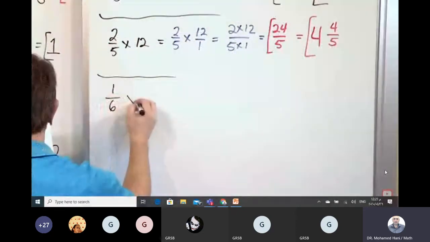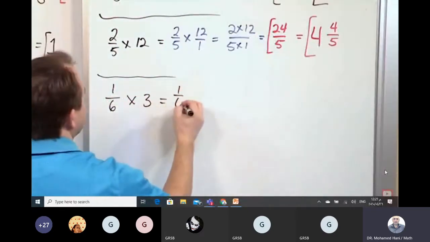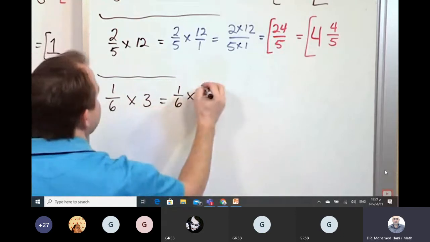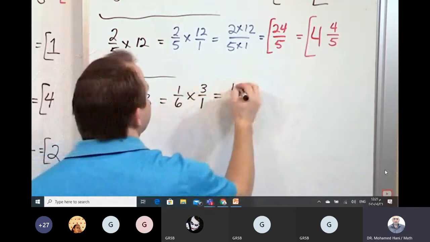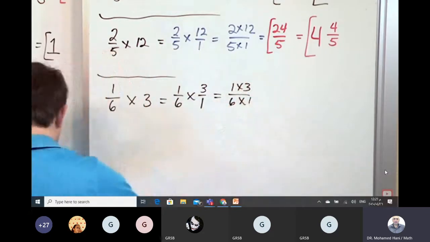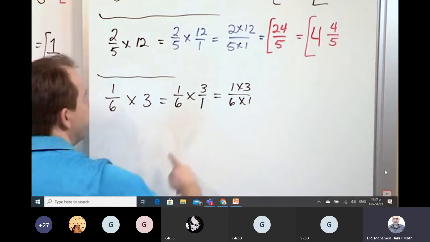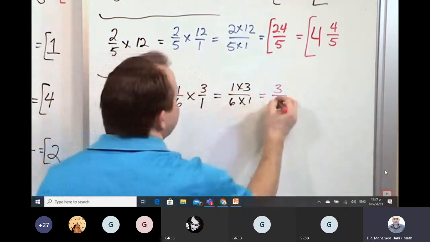What about the number 1/6 times 3? Well, the way we would write that is 1/6 times, we'd write the 3 as 3 over 1. And then we multiply the numerators, 1 times 3, and then 6 times 1. All right? And so then if I switch colors here, on the top I'm going to get 3. 1 times 3 is 3. On the bottom, I'm going to get 6.